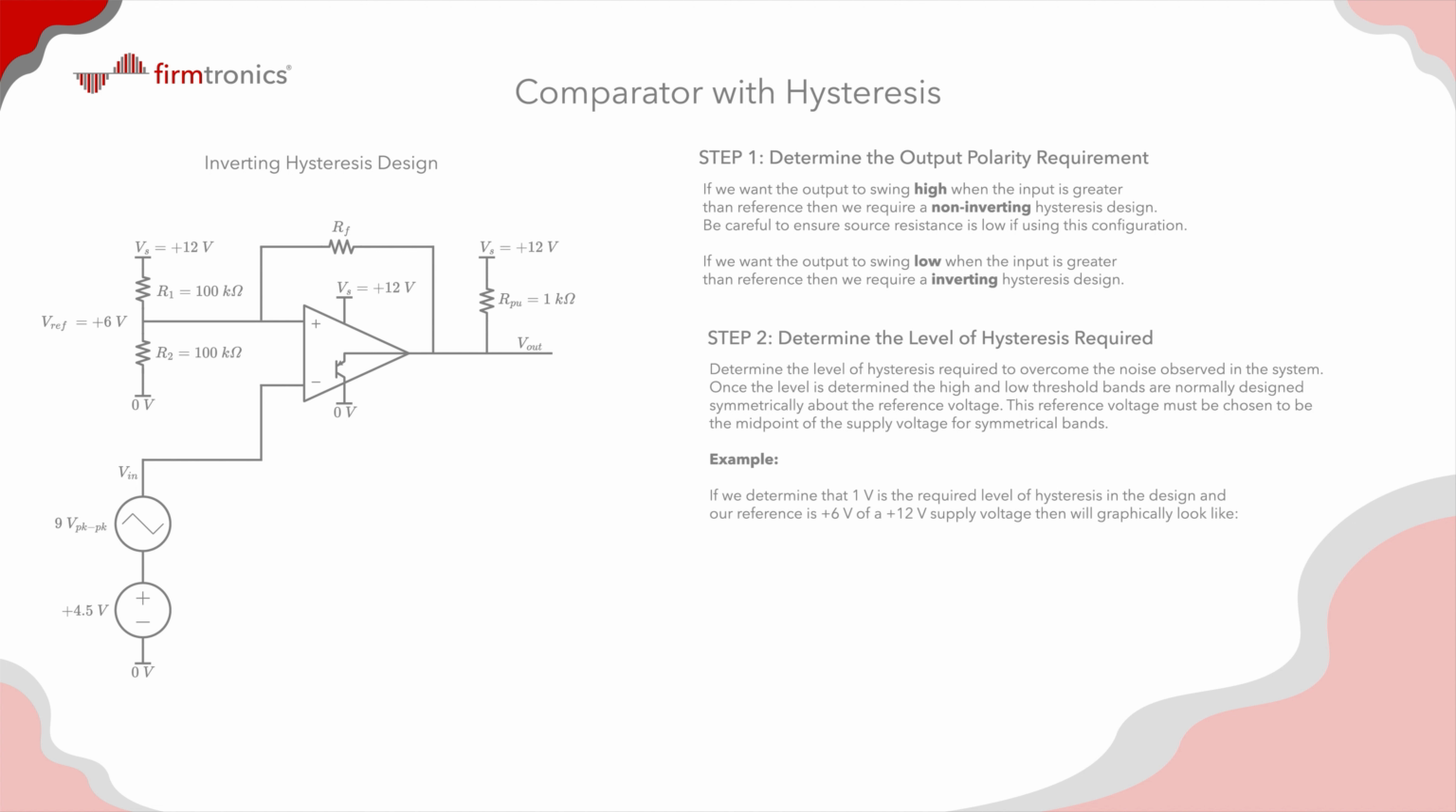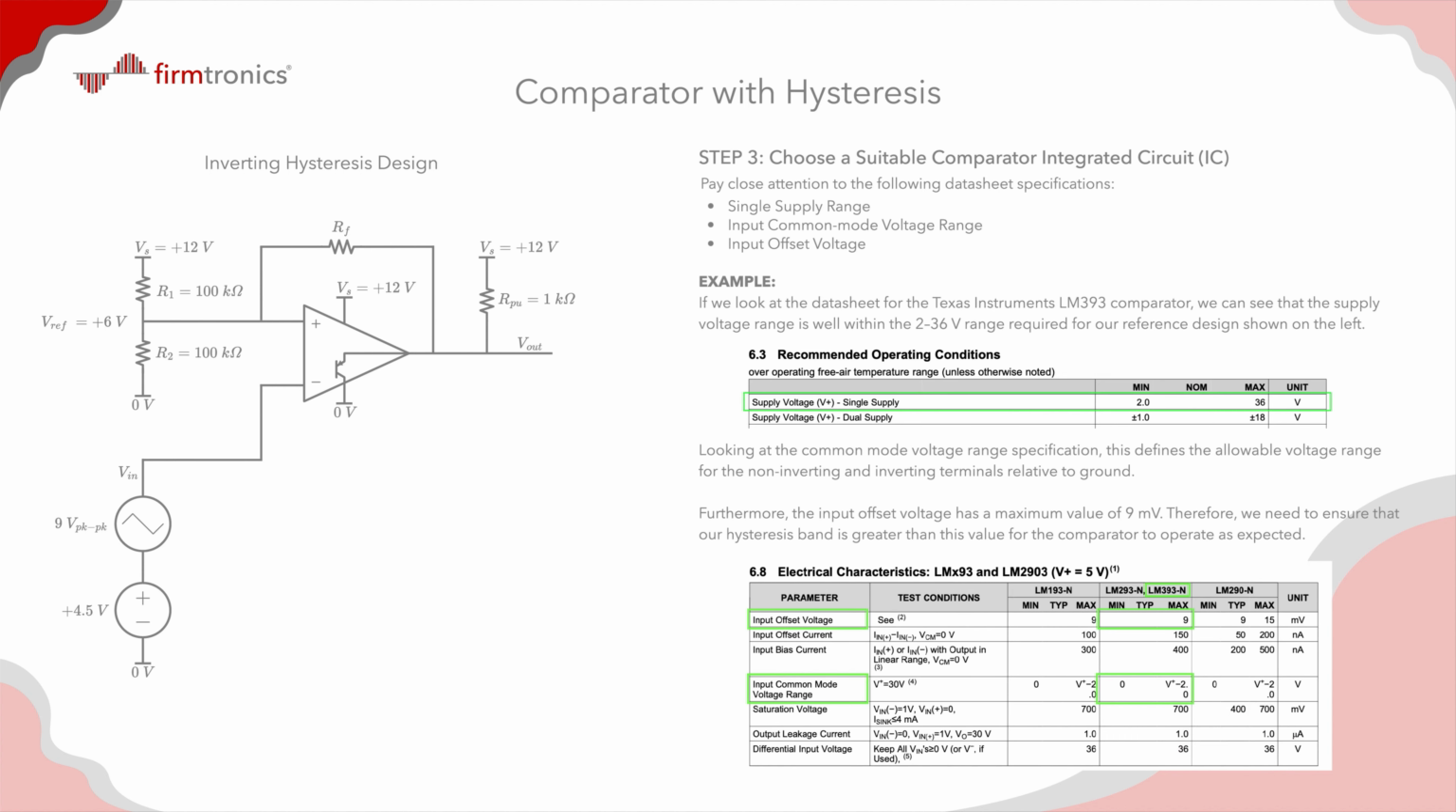Just to give you an example, if we determine that 1 volt is the level of hysteresis required in the design and our reference is 6 volts from a 12 volt supply, we can graphically observe the thresholds. We can see that V sub high is half a volt above the reference and V sub low is half a volt below the reference. This means that the input needs to travel through both bands for the output to change, which forms a total of 1 volt.